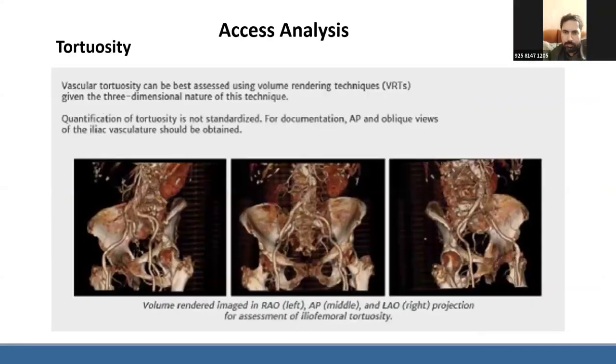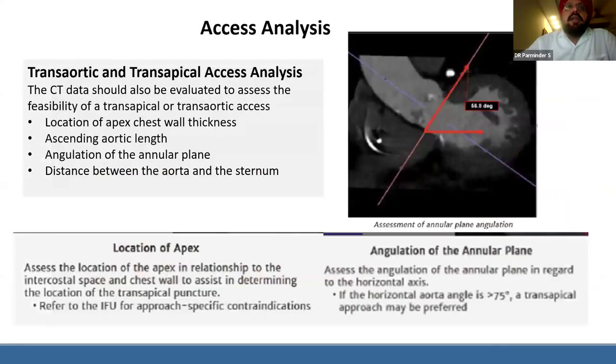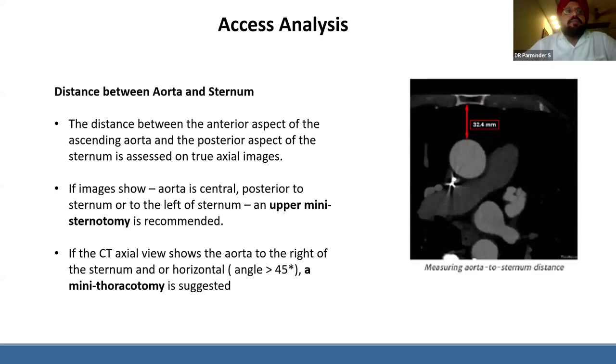Tortuosity is again important. We may have to use hard wires. And there may be other approaches like transaortic approach or transapical approach, which may be required in case the femoral approach is not available. And we can assess from the CT whether the patient is suitable for an apical approach or transcaval or transaortic approach based on the parameters which we have like here.